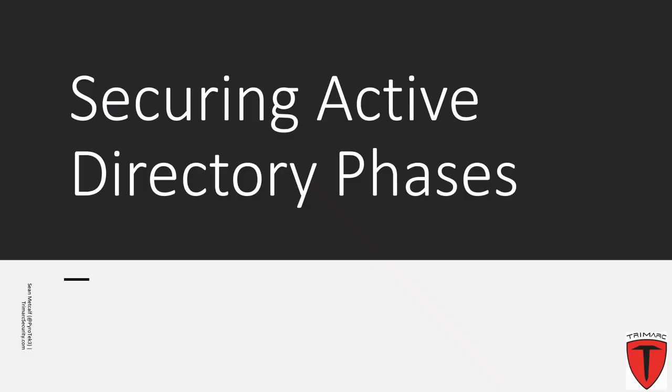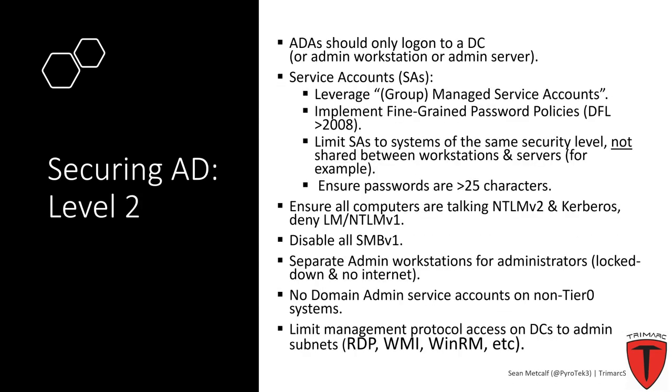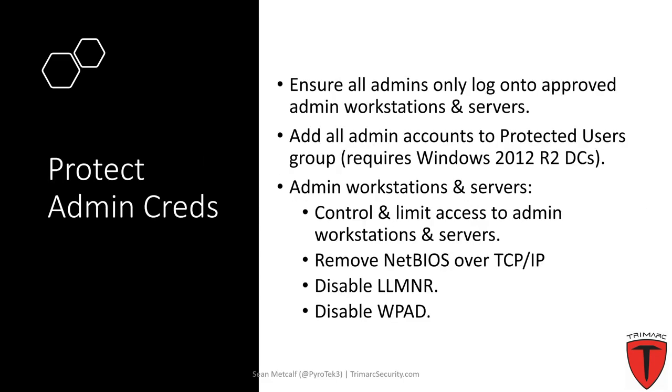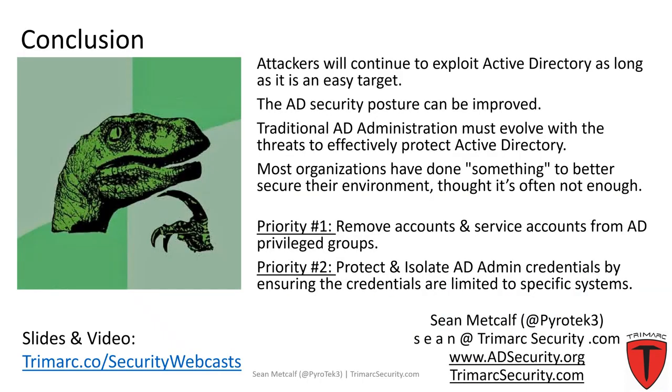And then in the slides, I have some securing Active Directory phases here. I'm not going to go through this in the webcast, but it's in the slides. Level 1, things to do now or soon. Level 2, things to work on. Level 3, working on administration, and then some advanced methods of protecting administration, and then some additional mitigations and tools that you can use. But ultimately, the conclusion is that attackers will continue to exploit Active Directory as long as it's an easy target. This security posture can be greatly improved. We must evolve how we're doing things to protect AD, focusing on removing the accounts and service accounts from AD privilege groups and protecting and isolating AD admin credentials, which is the most critical.